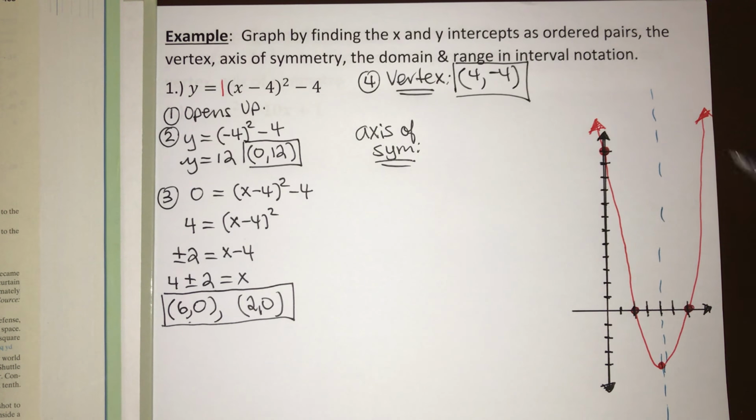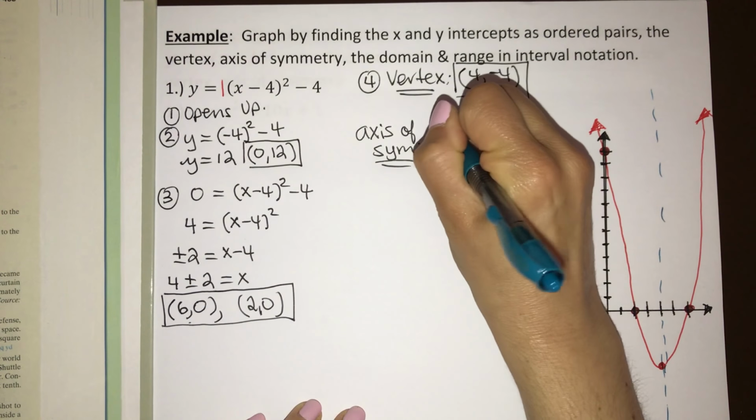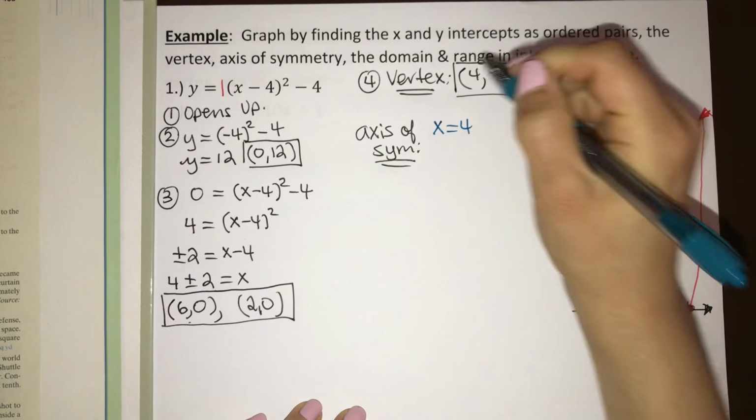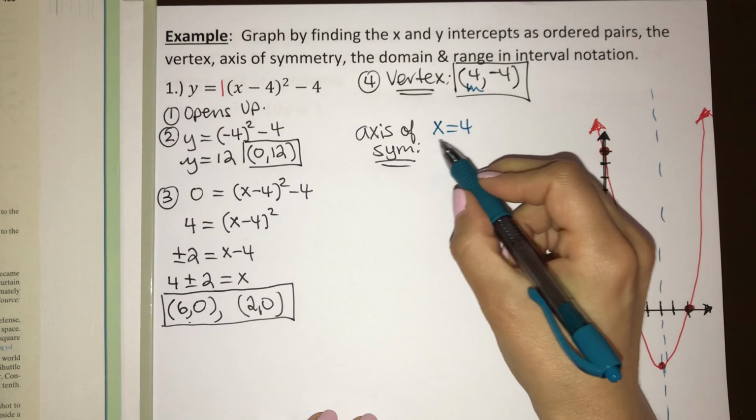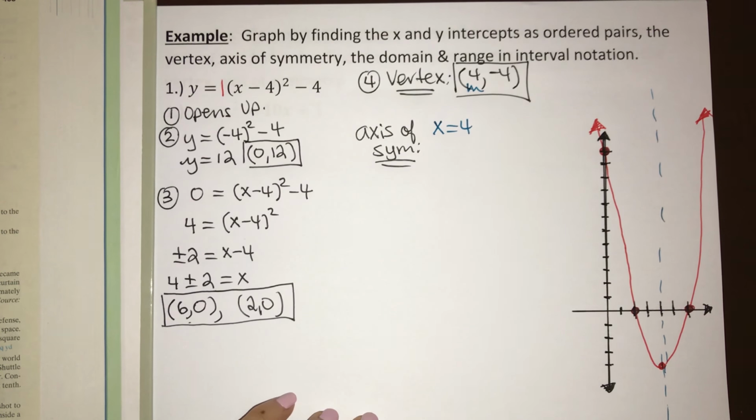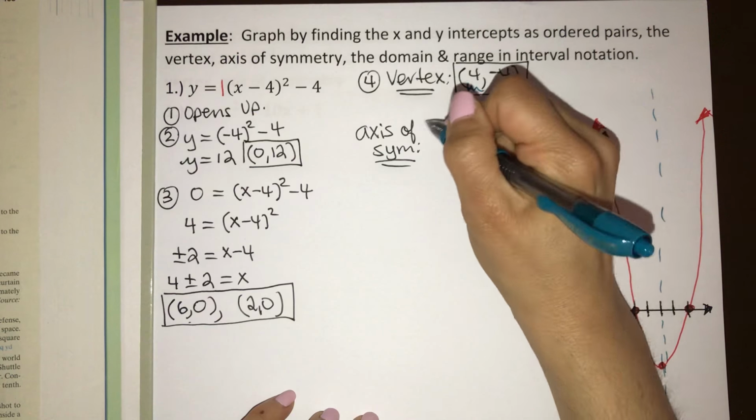And the equation of this vertical line will always be x is equal to 4. It's whatever the x coordinate is for your vertex. And we have to write x equals 4 instead of just 4 because this is a vertical line and we need to write the equation of the line.